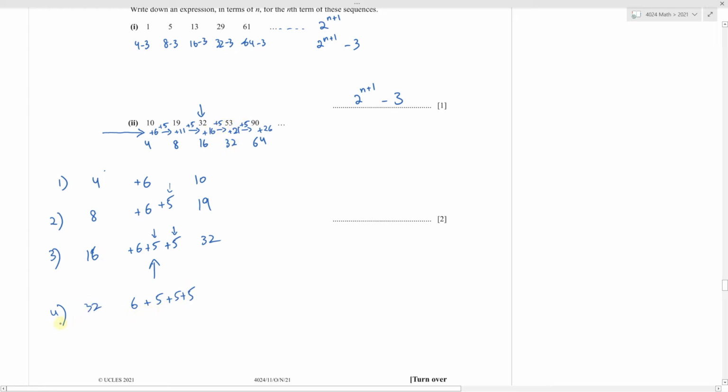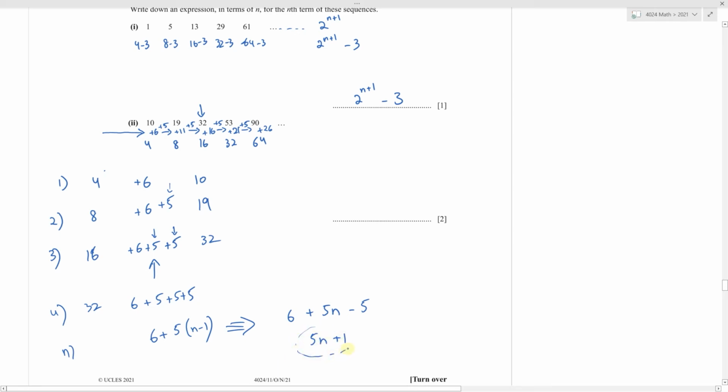So basically, for the nth value, you will add 6 plus 5 times n minus 1. How many times is 5 added? 1 less than the term number. For term number 4, you added 3 times 5. For term number 3, you added 2 times 5. For term number n, you're adding n minus 1 times 5. So the nth term that you're adding is 6 plus 5 times n minus 1. So let's calculate this. This will become 6 plus 5n minus 5. And this will be 5n plus 1.